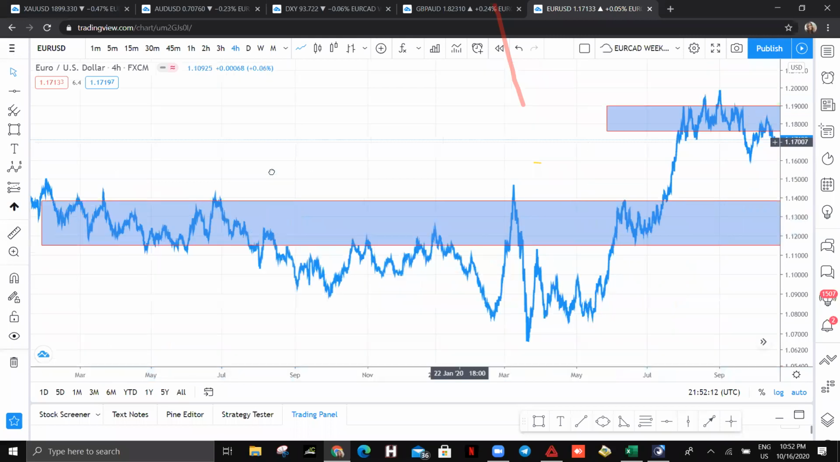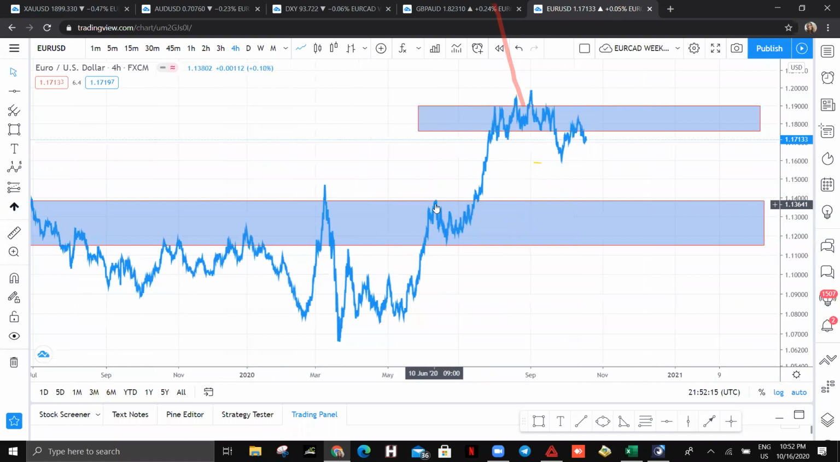But what we saw is just here, and we used this up to this down place to draw our zone. We stretched it back and saw how price has reacted to that zone in the past. So I'm expecting price now to drop from here to this place for a sell, if I want to sell this pair.